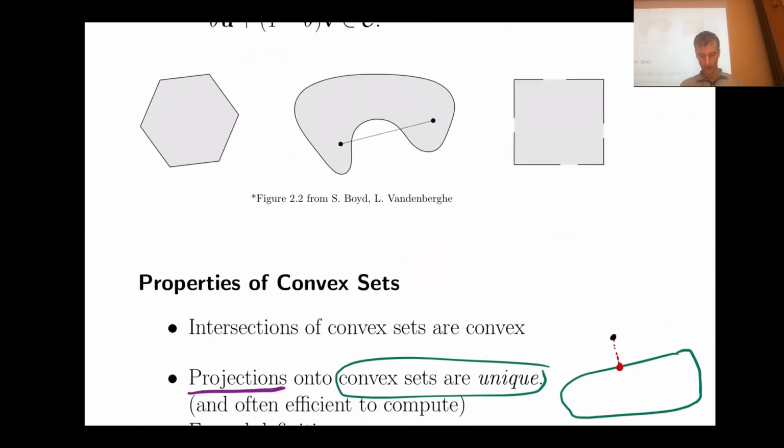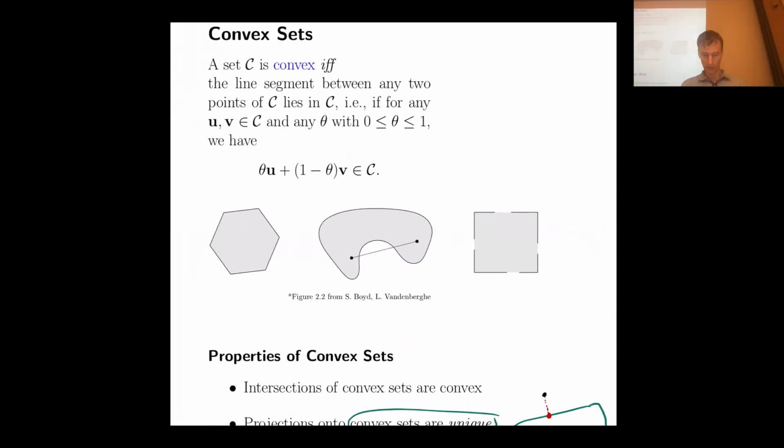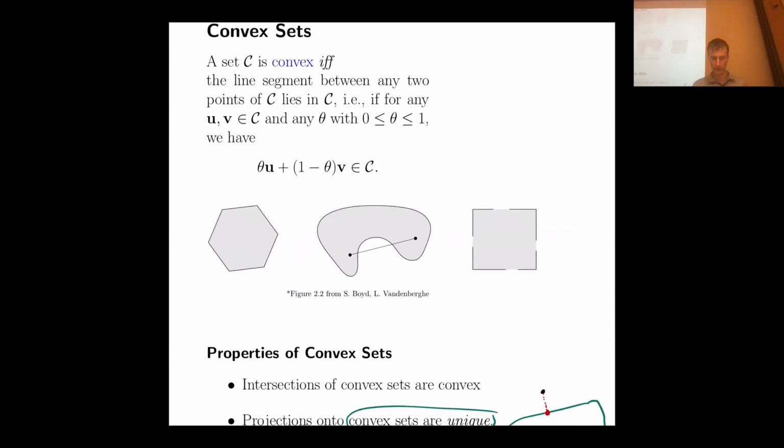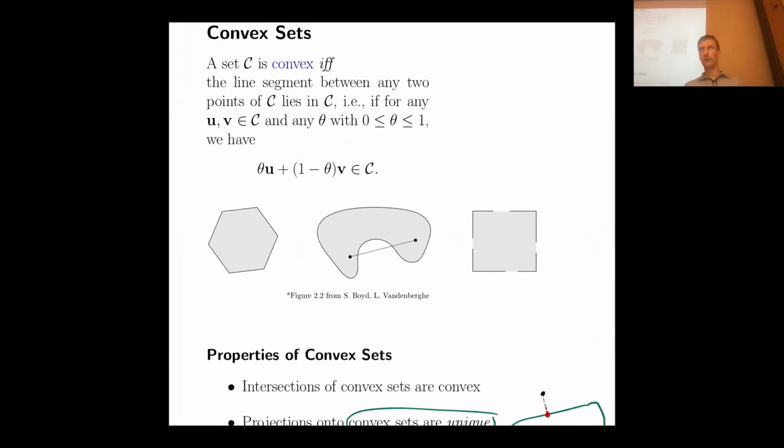For those who don't remember, the definition of a convex set is very easy. I think you have seen this. A set is convex if between any two points, the line between them is also in the set. So here's the line between two points. It's in the set, so that's nice. And here, not nice.